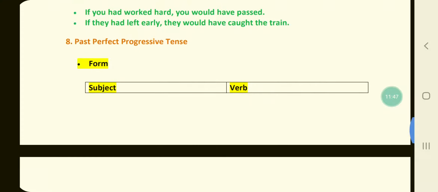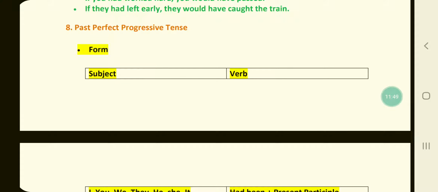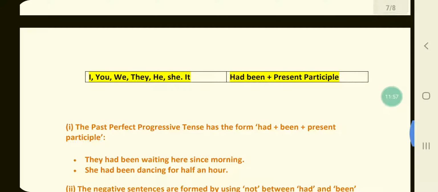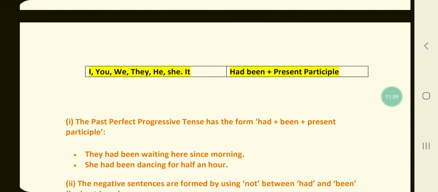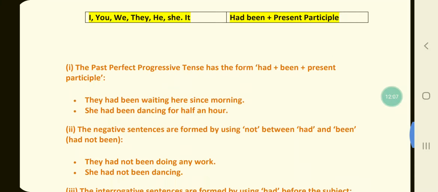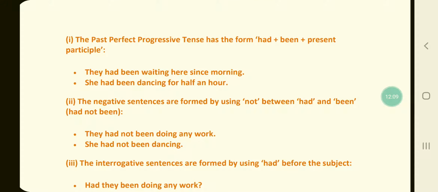Now, children, the last or the fourth form of past tense, that is past perfect progressive tense. Again the subject remains the same, but the use of verb changes. It takes had been plus present participle. Now, the past perfect progressive tense has the form had plus been plus present participle. Example, they had been waiting here since morning.